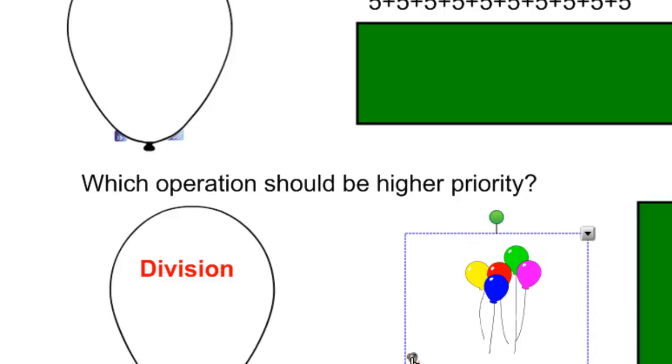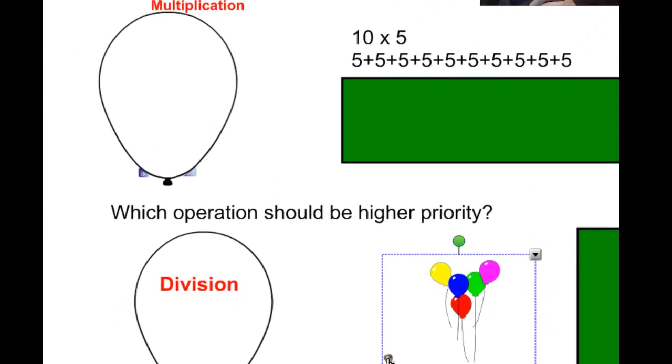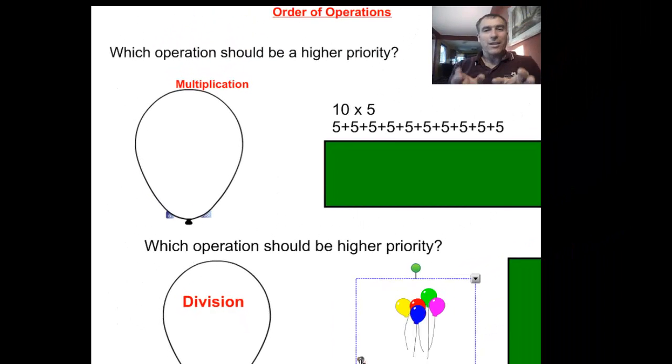Hooray! That's right. Division is a little more complicated than subtraction, so it is a higher priority. So in a question, if you get a subtraction and a division, you do the division first. Even if the subtraction comes first in the question, you do the division first.